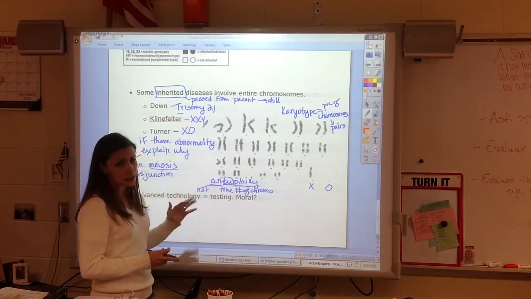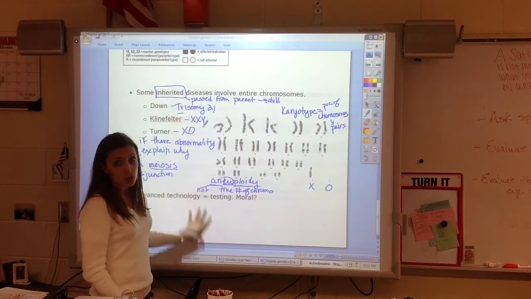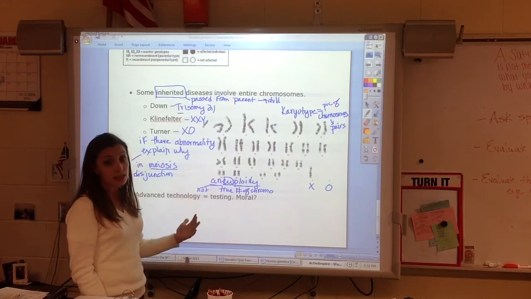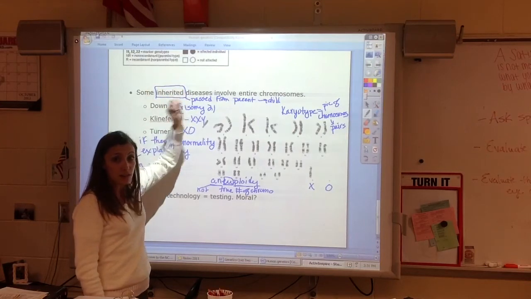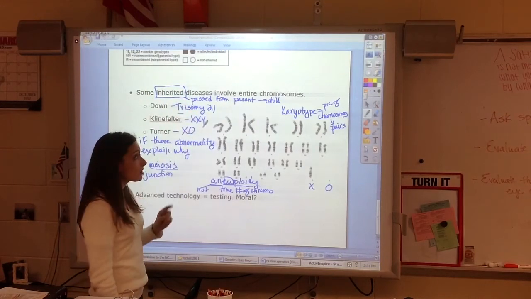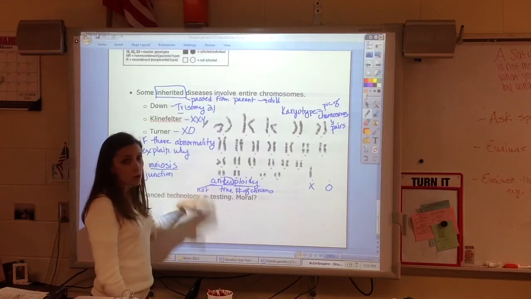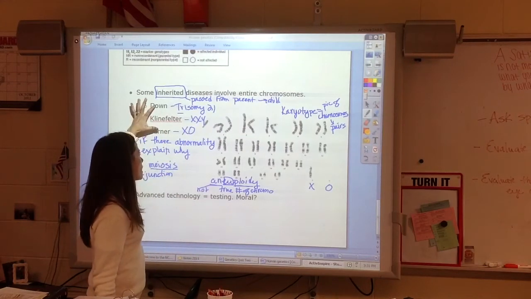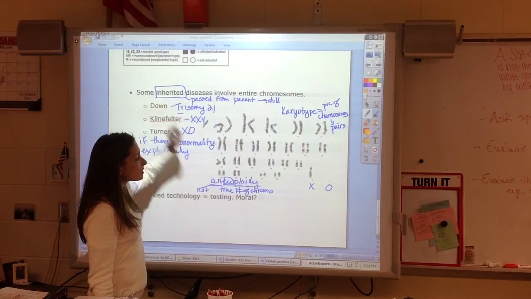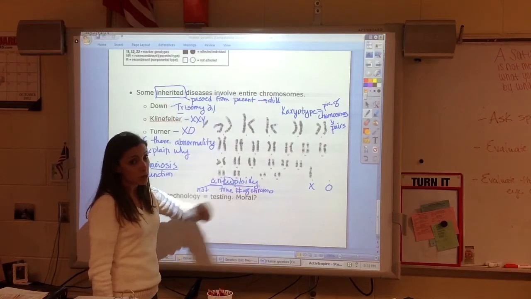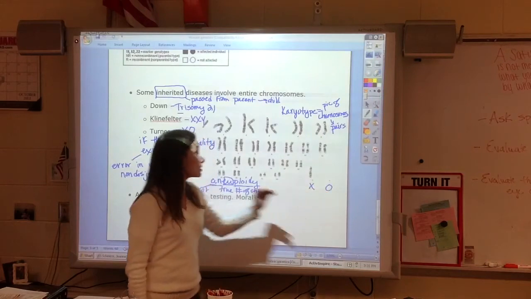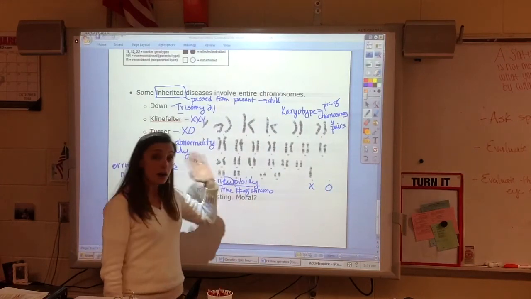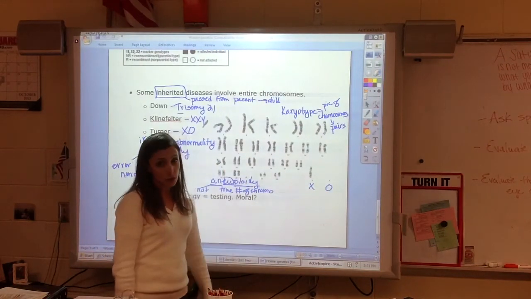So the big concept is that there's this huge host of genetic or inherited diseases. Some are problems with just specific genes, and they have very specific patterns to inherit. Others are problems with whole chromosomes. You do want to go ahead and try to learn these three. Downs is trisomy 21. Klinefelter is trisomy of the sex chromosome. And Turner is monosomy, only one of the sex chromosome.